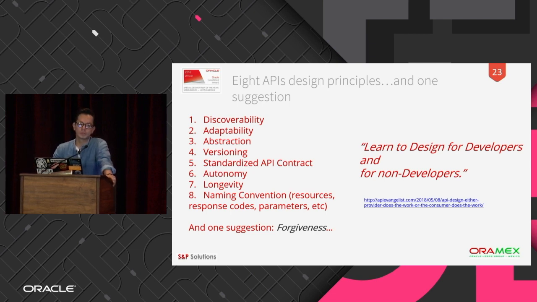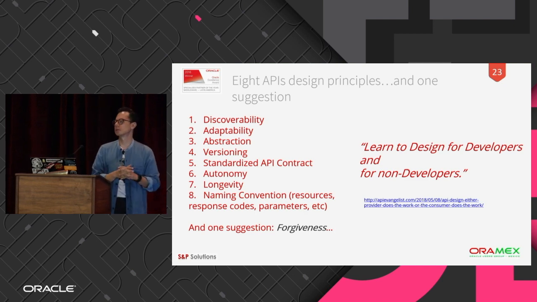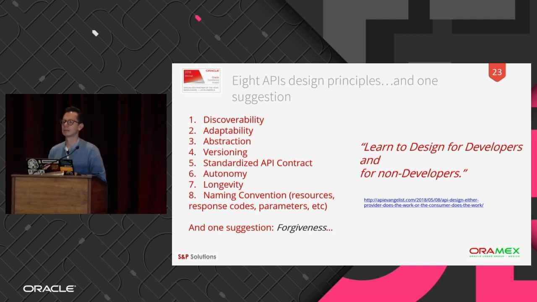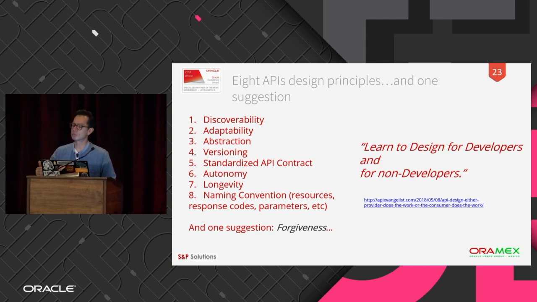If you don't use the API properly, I want to forgive the consumers. If the consumers are not sending the right information to my API, I want to forgive those consumers. I don't care if you don't send me the right information; I am actually going to respond to you. I don't want my consumers to get frustrated every time they use it, so I want to forgive them. So that is also a suggestion.